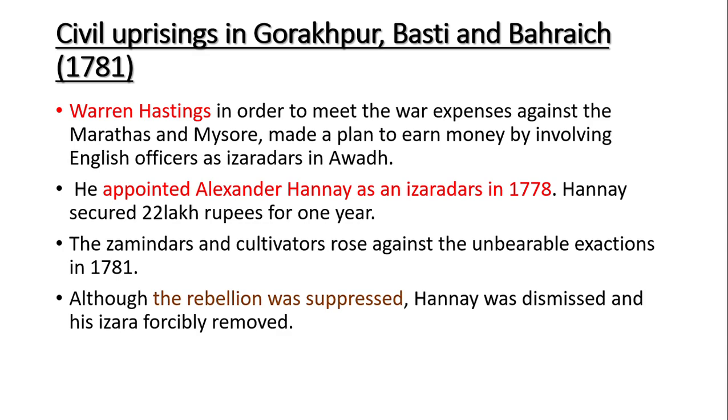He appointed Alexander Hannay as an ijaradar in 1778. Hannay secured 22 lakh rupees for one year. The zamindars and cultivators rose against the unbearable exactions in 1781. Although the rebellion was suppressed, Hannay was dismissed and his ijara forcibly removed.